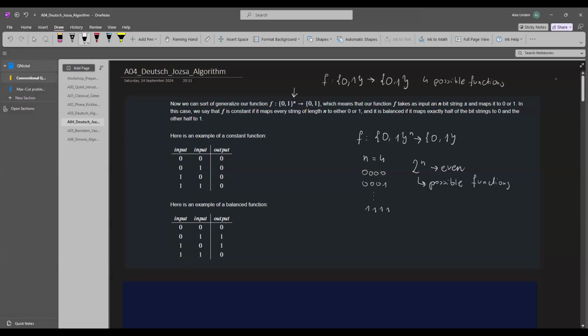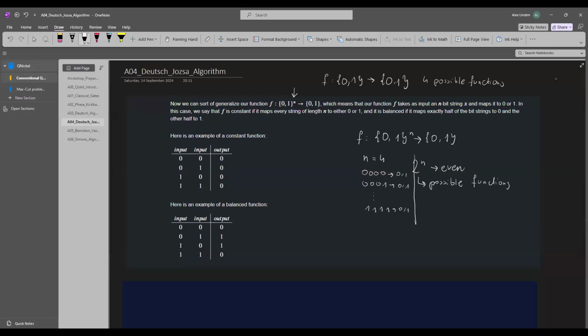All right, so we know what it does. If it doesn't, then let me know. And so we have an n-bit string. We're mapping it either to 0 or to 1. So each one of these, we're only mapping it to 0 or 1. So remember, it's not another string of n, it's just 0 or 1.